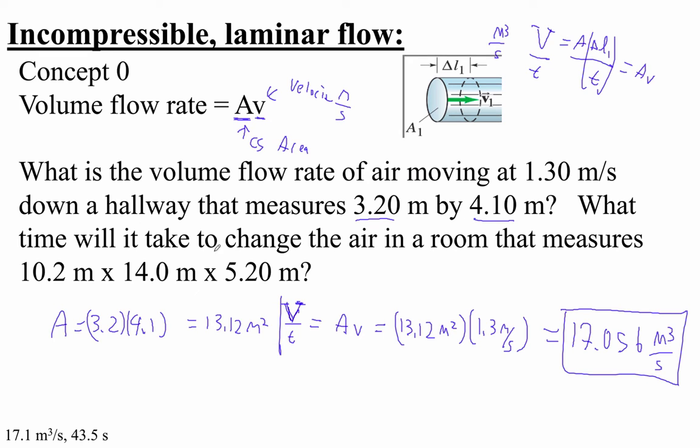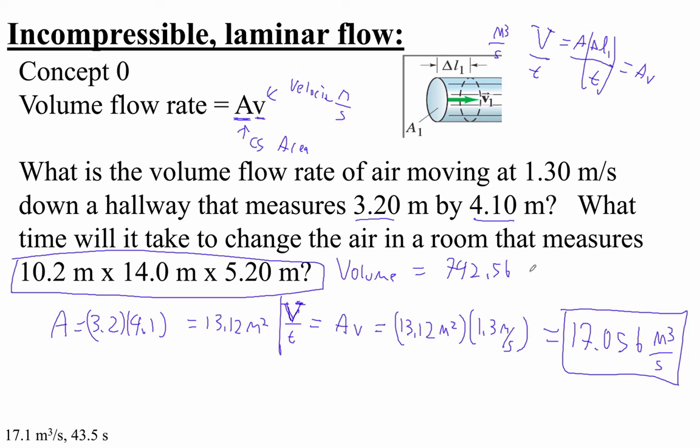So let's imagine that we're changing the air in a room. That is, this air is going into a room, and the air is maybe exiting the room somewhere else. And so we want to change the air in a room that measures this by this by this. So the volume of that is literally just this times this times this. So 10.2 times 14.0 times 5.2 is 742.56. This is roughly the volume of my classroom. That's cubic meters, so that's the volume.